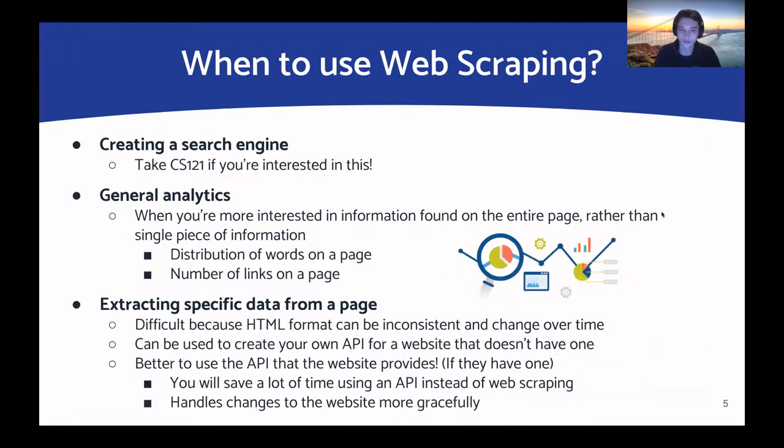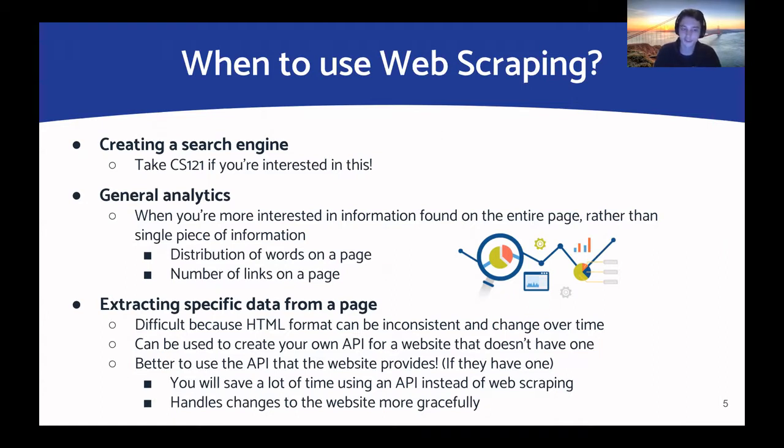And now, when to use web scraping. To be honest, I think the use cases for web scraping are becoming increasingly limited because of the amount of APIs that are being created, but I'll get to that in a little bit. So first, a good use case for web scraping is creating a search engine. Google web scrapes pretty much everything on the web. That's how they're able to provide links to everything.